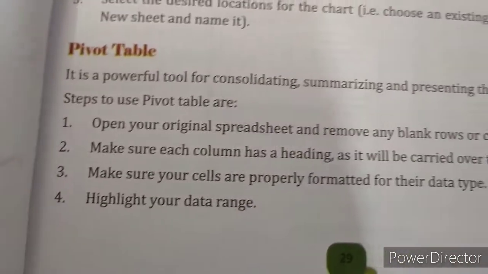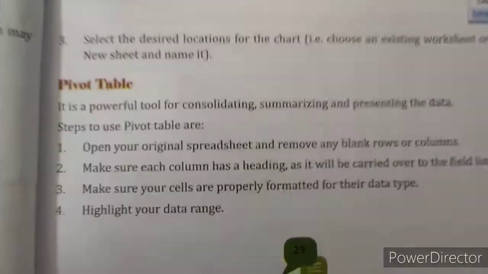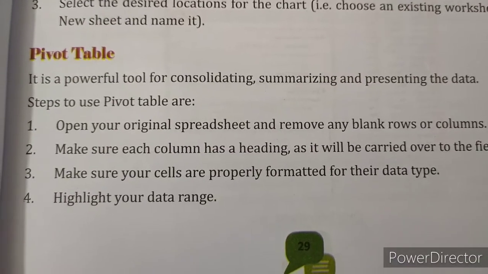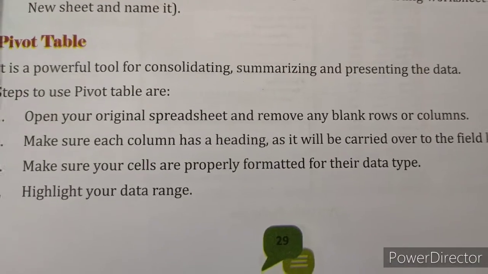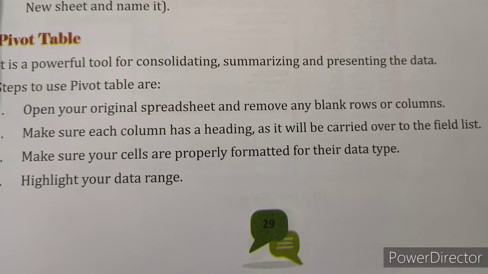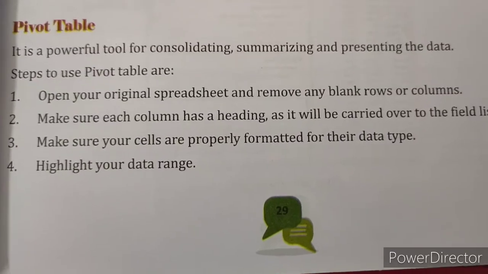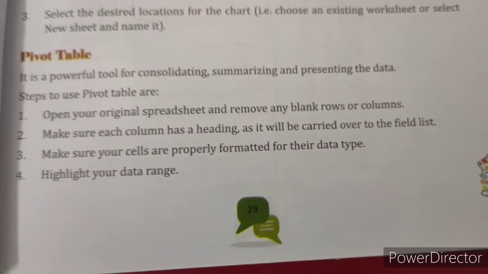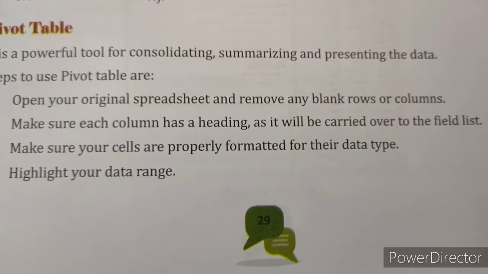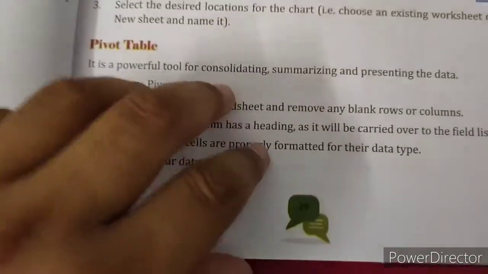Now coming to the next part, that is the pivot table. It is a powerful tool for consolidating, summarizing and presenting the data. So open your original spreadsheet and remove any blank rows or columns. Make sure each column has a heading, as it will carry over to the field list. Make sure your cells are properly formatted for the data type. Highlight your data range.